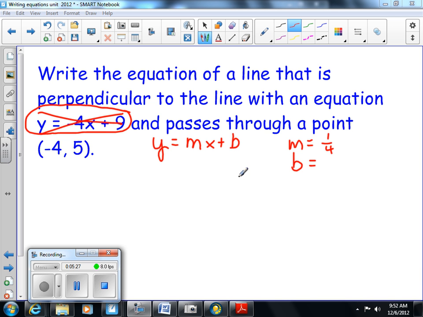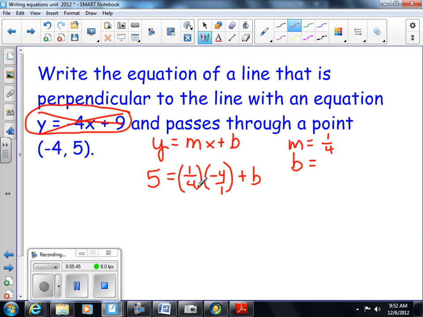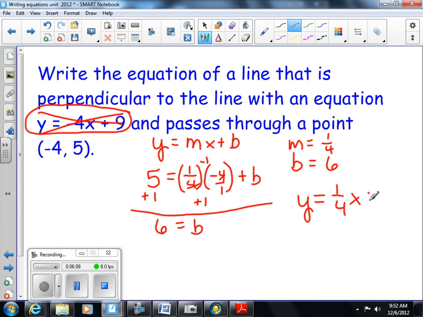Okay, now my second step is then to plug in your slope and your point to find your b. So I have 5 equals, what's your slope? 1/4 times your x, -4, plus b. Okay, so these simplify, and I get a -1. What do I do to both sides now, Cameron? Add 1. And you get 6 equals b. So now what is your equation? Y equals 1/4 x plus 6.